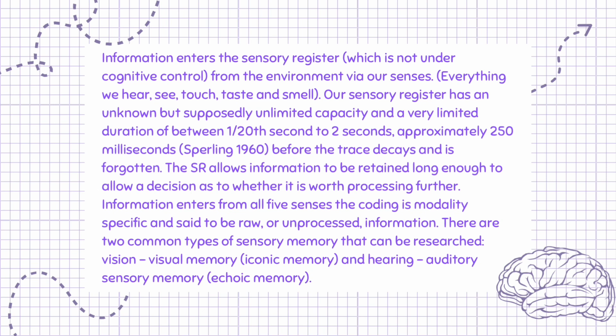The SR allows information to be retained long enough to allow a decision as to whether it is worth processing further. Information enters from all 5 senses. The coding is modality-specific and said to be raw, or unprocessed, information. There are 2 common types of sensory memory that can be researched: vision, visual memory, iconic memory, and hearing, auditory sensory memory, echoic memory.